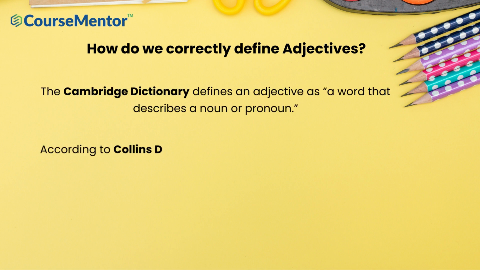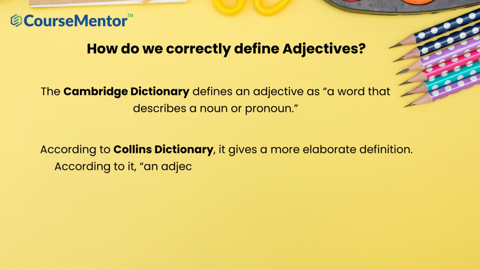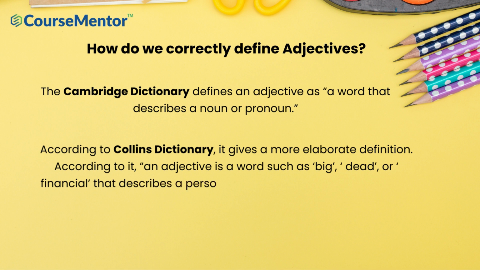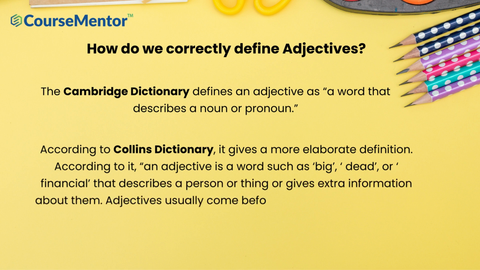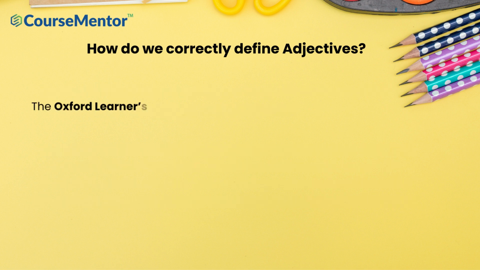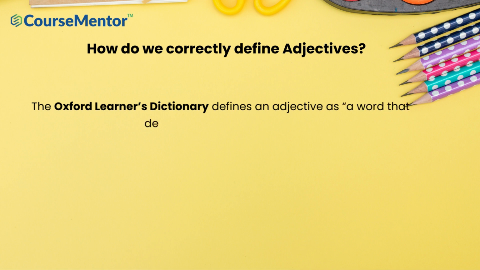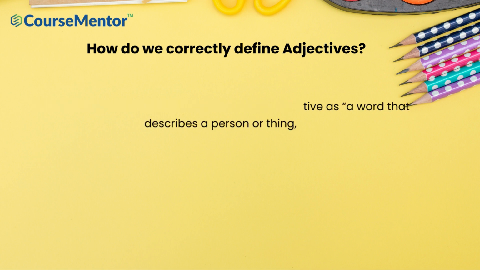According to Collins Dictionary, it gives a more elaborate definition. According to it, an adjective is a word such as big, dead, or financial that describes a person or thing or gives extra information about them. Adjectives usually come before nouns or after linked verbs. The Oxford Learner's Dictionary defines an adjective as a word that describes a person or thing.